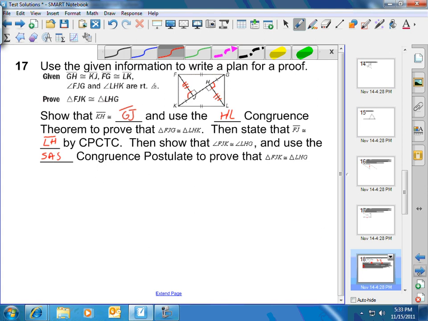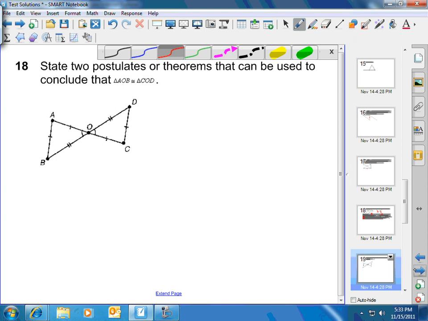And then looking at number 18, well, we don't need to look at number 18. That wasn't very commonly missed, so we'll stop there.